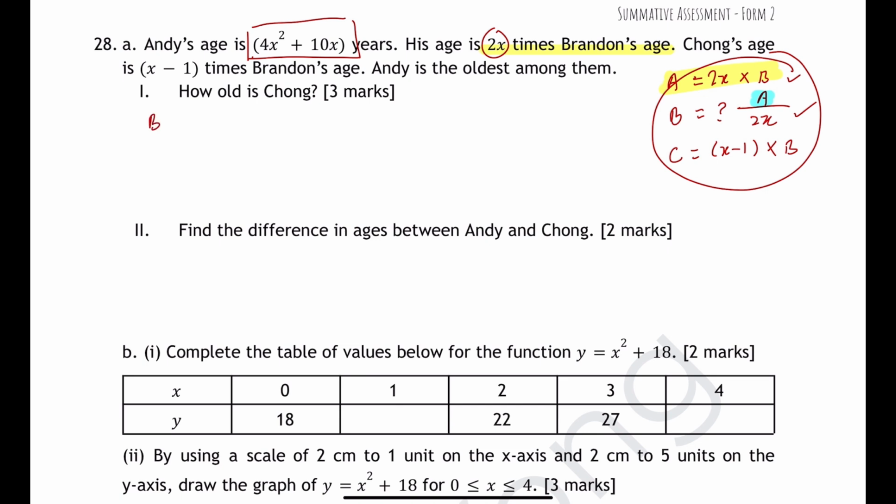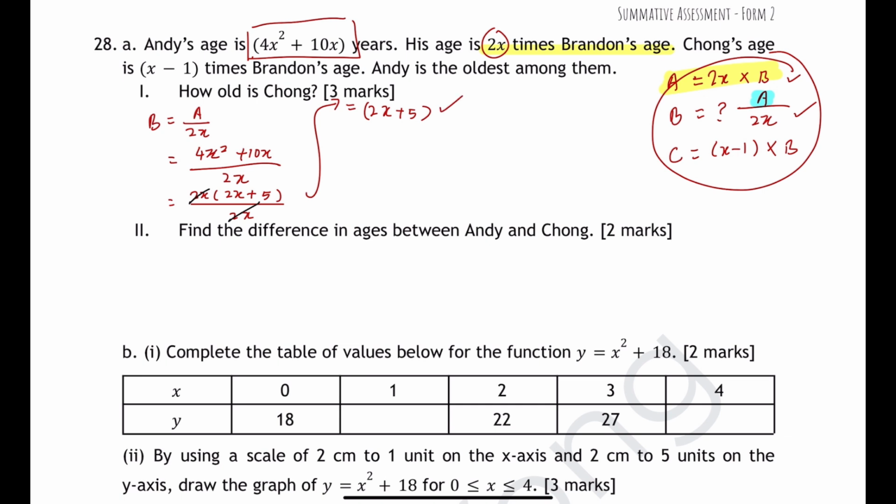So to get your B, you are using A over 2x, which means you are using 4x squared plus 10x over 2x. And from here, you can actually know 4x squared plus 10x, you can factorize by using 2x straight away. Okay, so factorizing your 2x from your 4x squared plus 10x, you will get 2x plus 5, then over 2x. And from here, you can actually see 2x and 2x you can eliminate. And your B basically is 2x plus 5.